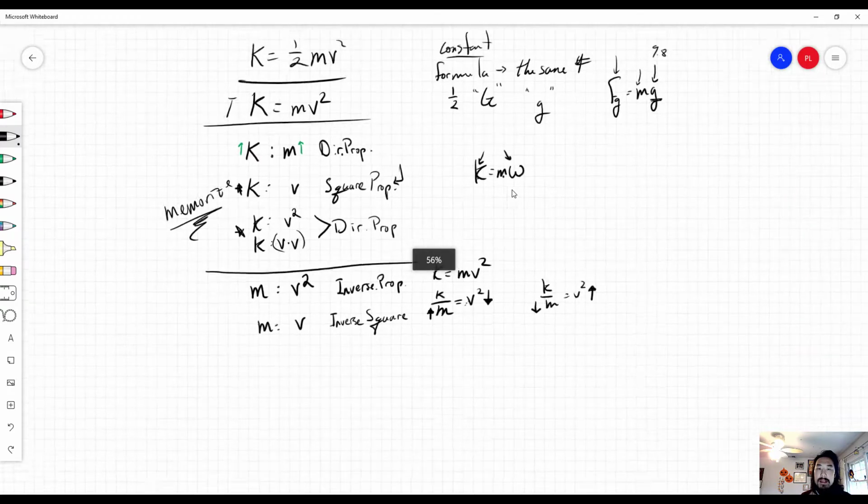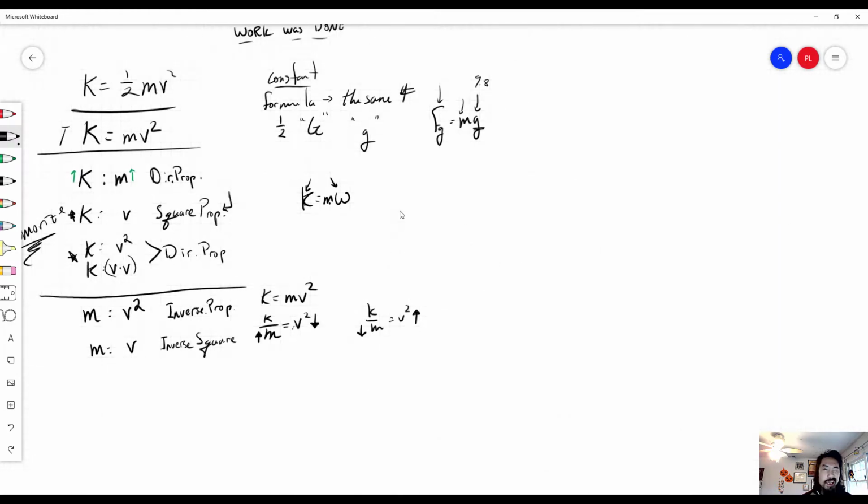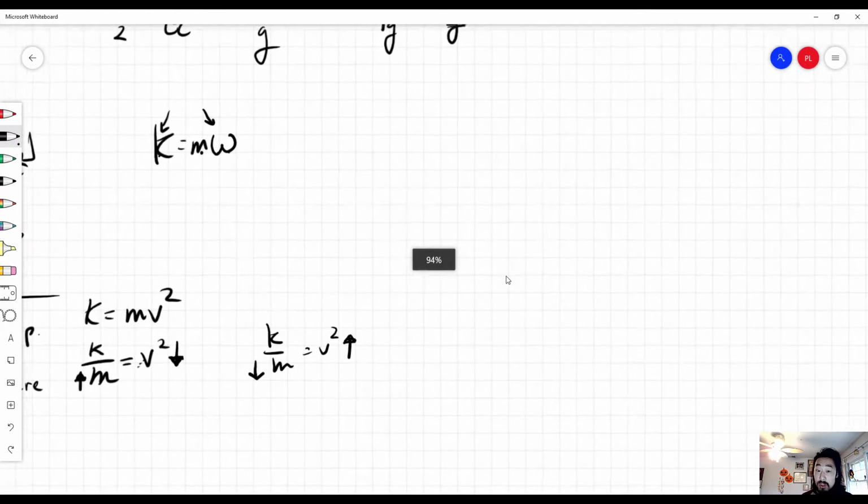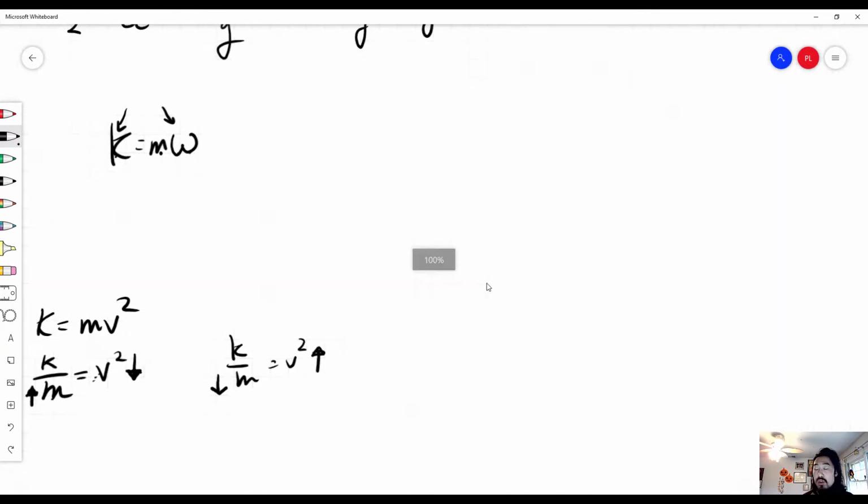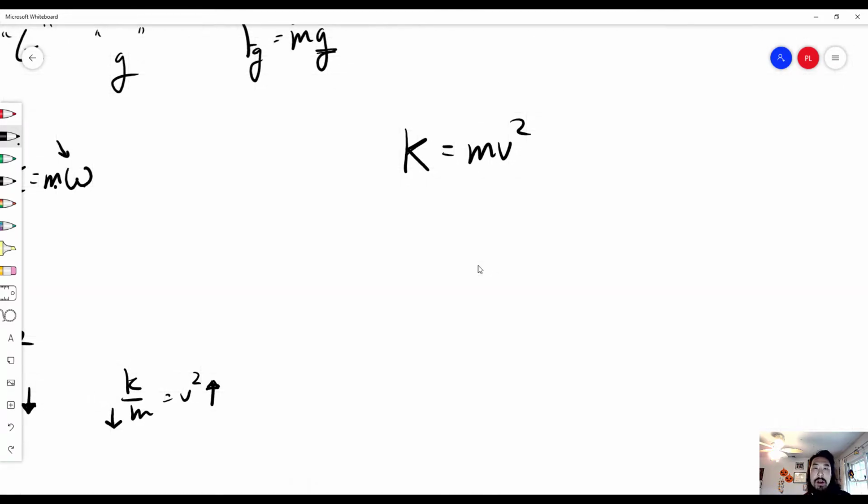Now, that's a lot to memorize, right? But if you're on the fly, in the middle of a problem, and you need to figure stuff out, here's a strategy that you can use. Just write out the equation. I like to make it easy on us. Let's make all of these values 1. So we can say that kinetic energy is 1, mass is 1, and velocity is 1. So in this case, we have 1 is equal to 1 times 1 squared.